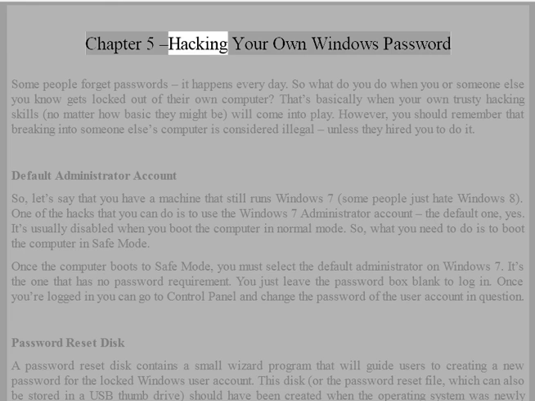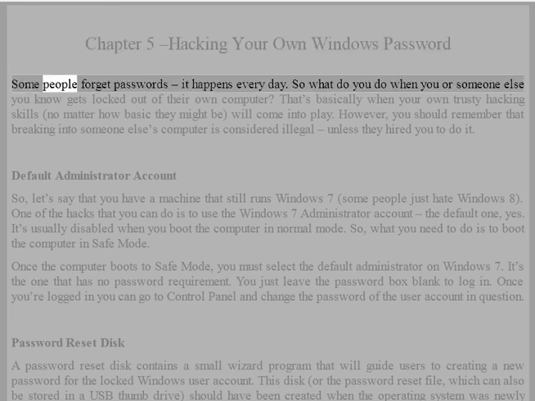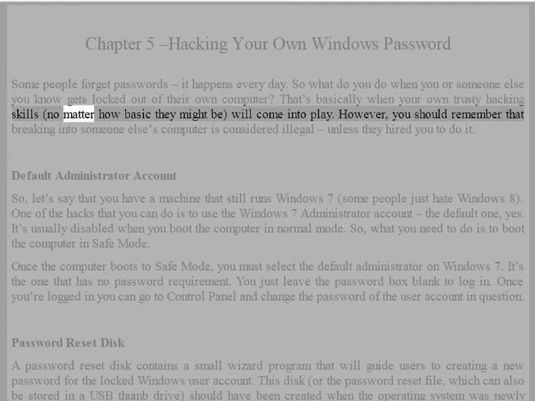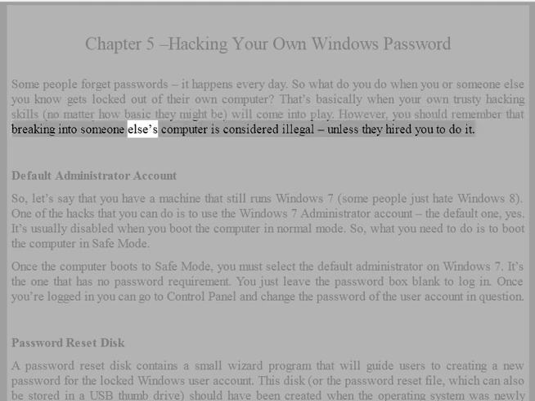Chapter 5: Hacking your own Windows password. Some people forget passwords. It happens every day. So what do you do when you or someone else you know gets locked out of their own computer? That's basically when your own trusty hacking skills, no matter how basic they might be, will come into play. However, you should remember that breaking into someone else's computer is considered illegal unless they hired you to do it.